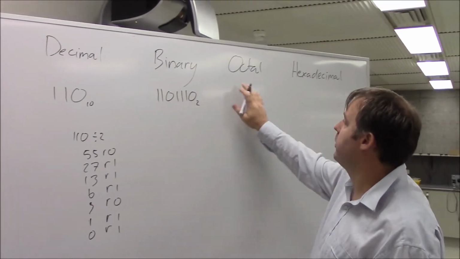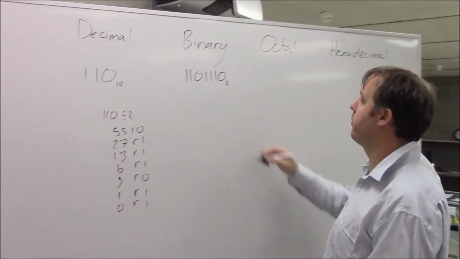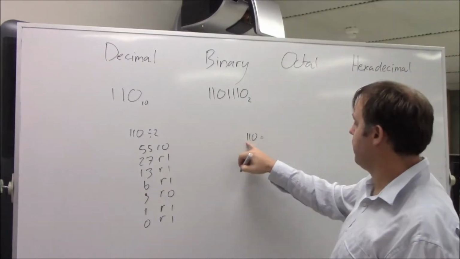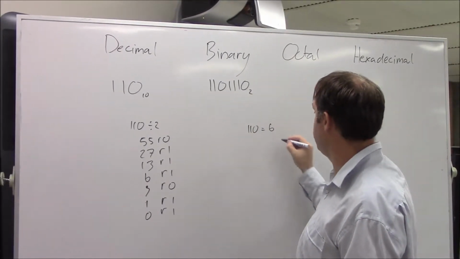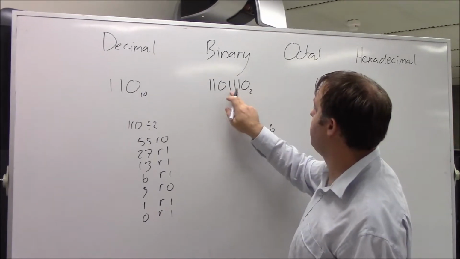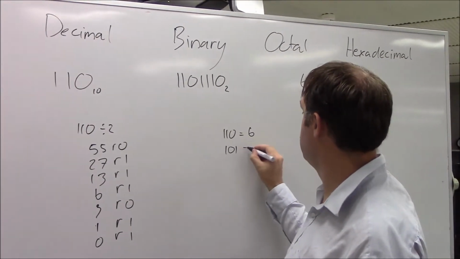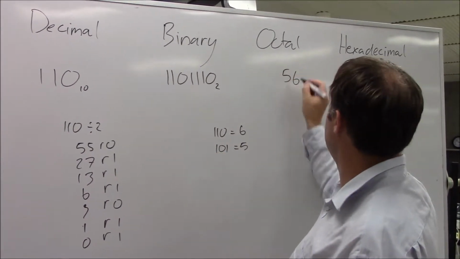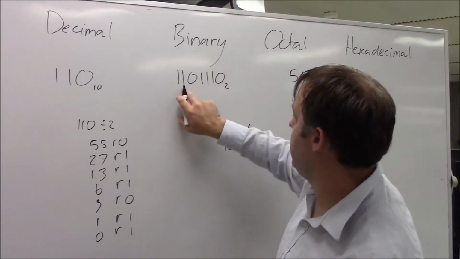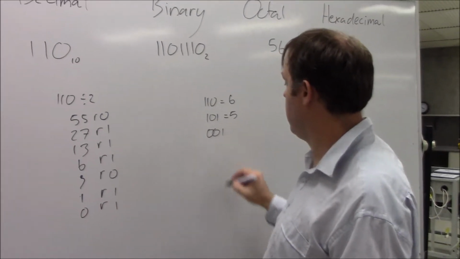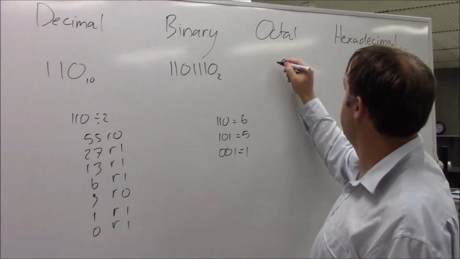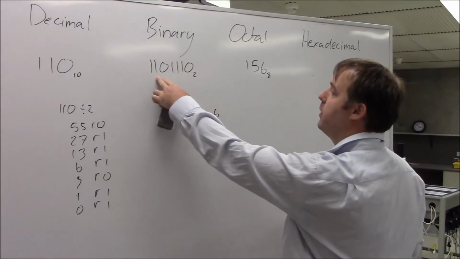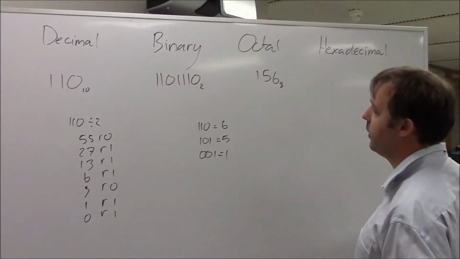Okay, now we're going to convert to octal. So for octal, we group them in groups of 3. Looking at the first 3, 110 is equal to, we got a 4, a 2, and no 1, so that's 6. The next group of 3 is 101. It's equal to 5, a 4 plus a 1. And we're left with, on the end here, a solitary 1, so 001, which is equal to 1. So it's 156 base 8. Again, pretty straightforward to go from binary to octal.